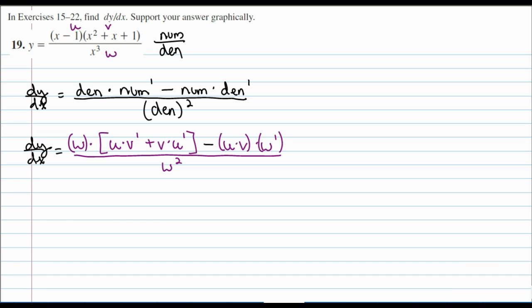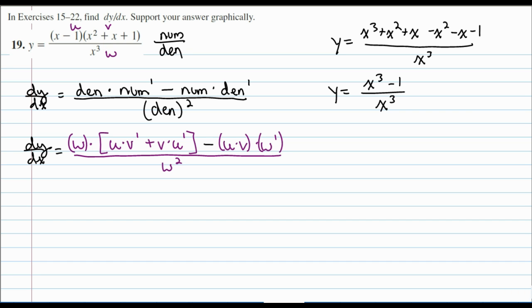Now what if I told you there was a much easier way to do this? Remember a couple examples ago when I said sometimes it's a little bit easier just to do some algebra up front? So what I'm going to do as my very first step is algebra. I'm going to multiply out x minus 1 times x squared plus x plus 1 in the numerator. Combine like terms. And now I have something that is very easy to use the quotient rule on, so that is what I will do.